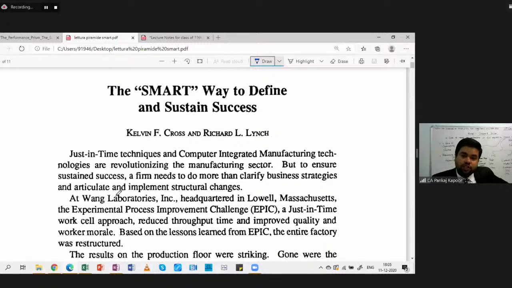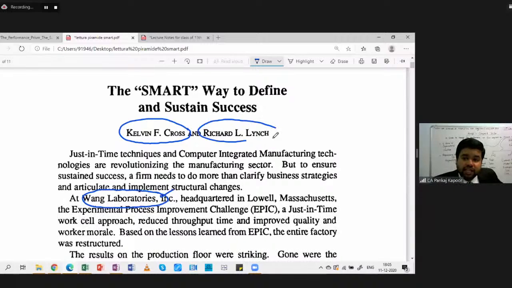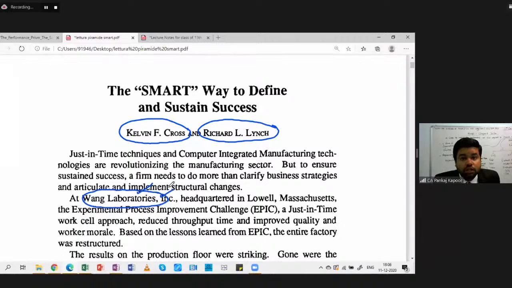Friends, there was an organization, the name of the organization was Wang Laboratories Inc., because it's a USA based company. That particular company wanted to improve the performance. So they hired a consultancy firm, and the consultant of the consultancy firm was Mr. Cross, and Lynch was the senior finance manager of Wang Laboratories. When they applied the performance measurement tool, they realized it is very difficult to attain the corporate objective just by defining the corporate vision. Hence, apart from defining the corporate vision and the corporate mission, we must have some sort of way out, some sort of model, so that we can attain the corporate objective.